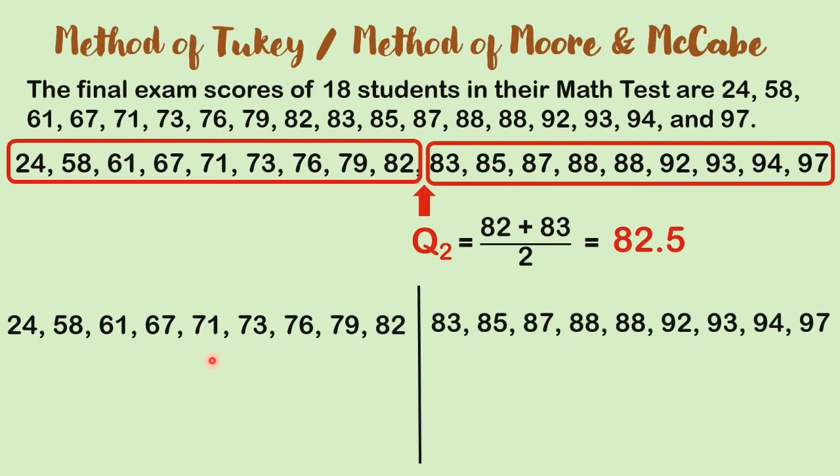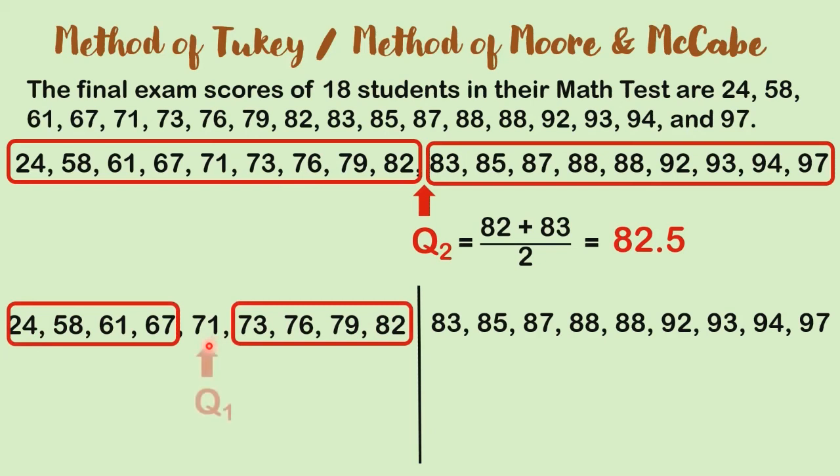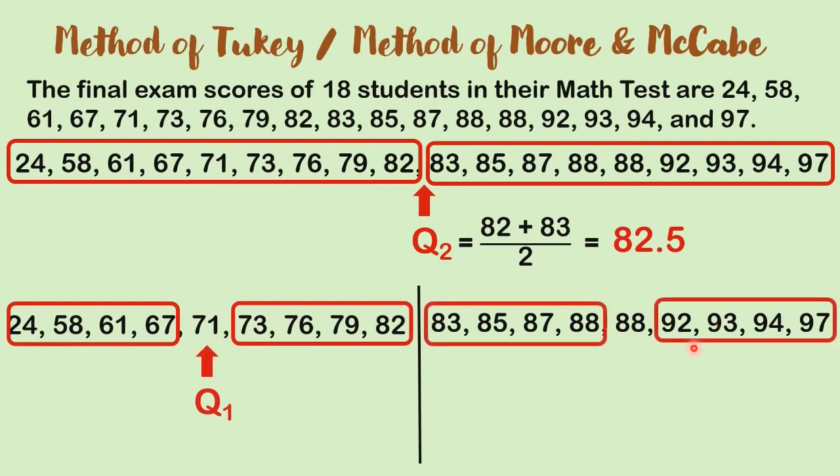Now, how do we get Q sub 1? Hahatiin nyo to into 2 parts. Ilan ba to? 9. Right? 9 values. So what is 9 divided by 2? 4.5. So hindi eksakto, no? So what do we do? Kuha kayo ng 4. Tig-4 on both sides. Okay? And then, may matitira, 71. This is your Q sub 1. Okay? Similarly, dito, 9 din yan. So kuha kayo ng tig-4 both sides. And then may matitira dito, this will be your Q sub 3.